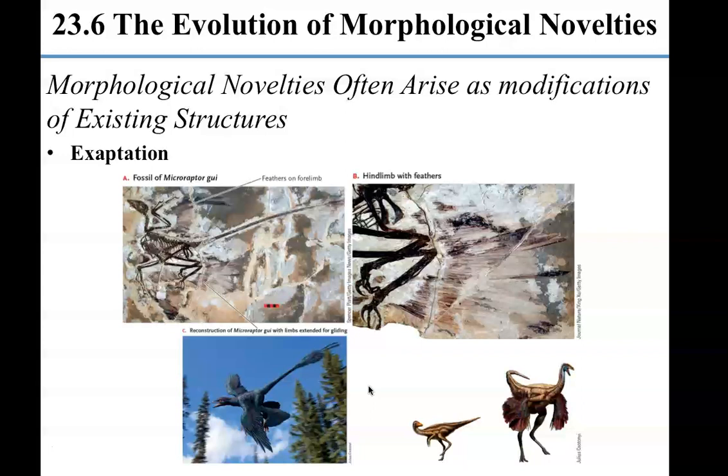An example of that is, sorry to keep coming back to this, feathered dinosaurs. Again, it's thought that the first feathered dinosaurs had the feathers not for flight, but for display purposes. And later those feathers were handy for flying around. So the use of feathers for flight instead of display is an example of exaptation.